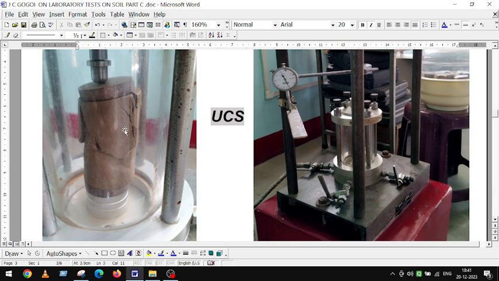This specimen, when compressed, when sheared, this shear information is important. What type of shear is taking place? If it is general shear, the soil is hard. If it is plastic shear, the soil is very poor, the strength is negligible. This information we have to observe: what type of shear.